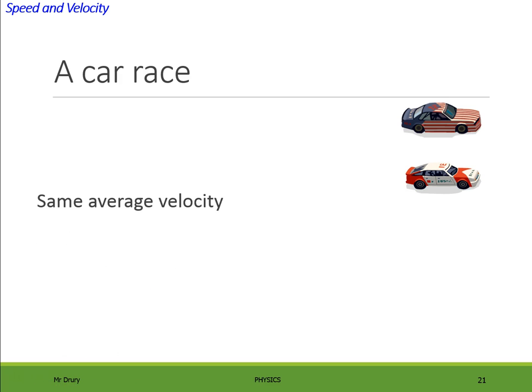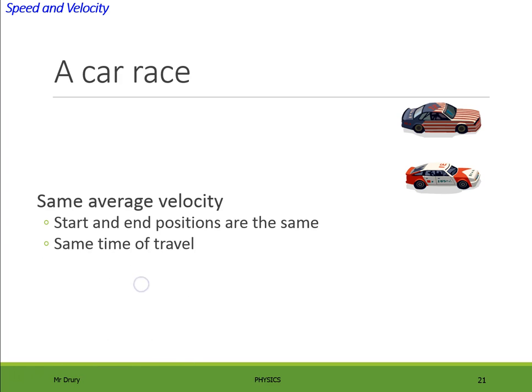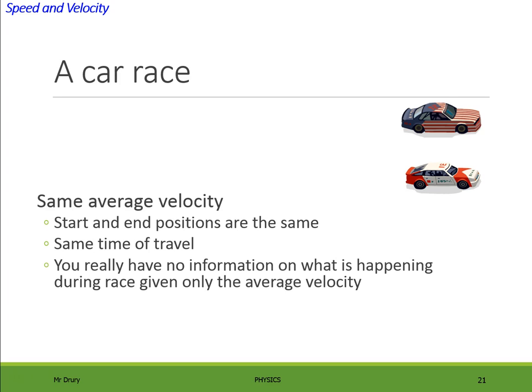They have the same average velocity. How do we know that? They started and ended at the same time and had the same starting and ending positions. So therefore, they had the same average velocity. But you really had no idea what was happening during that race. One was just hanging out there and didn't really take off until the last moment. One was going all over the place. So, average velocity doesn't really give us much information. It only gives a snapshot at the beginning and ending of a motion.